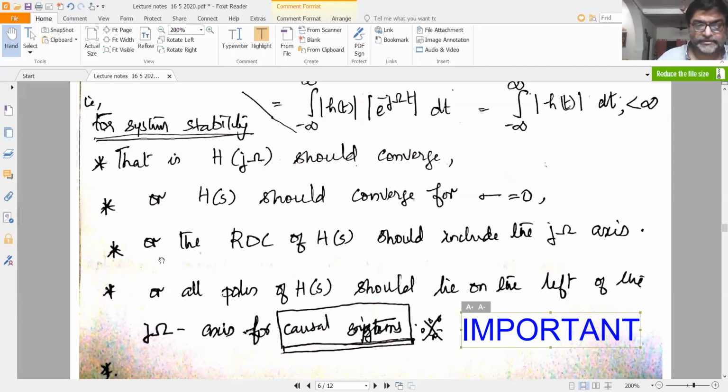So in such cases, this statement is very important. The region of convergence of h of s should include the j omega axis. Say, for example, if you have an anti-causal system, then the region of convergence should include the j omega axis. So which will mean that all the poles have to now lie on the right side of the j omega axis. Whereas for the causal systems, all the poles should lie on the left side of the j omega axis. Is that clear? So anyhow, what is important is that the region of convergence of h of s should include the j omega axis. These two statements are very important.